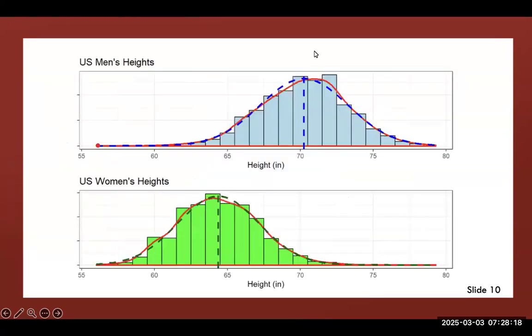So if we think of US men's heights and US women's heights, women tend to be shorter than men on average, but the standard deviation, or how things are spread away from the mean, is the same or roughly the same.